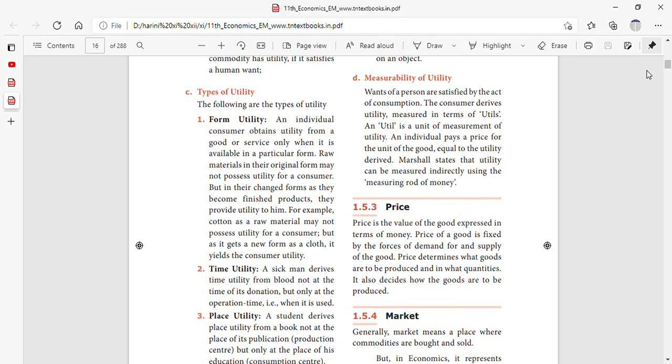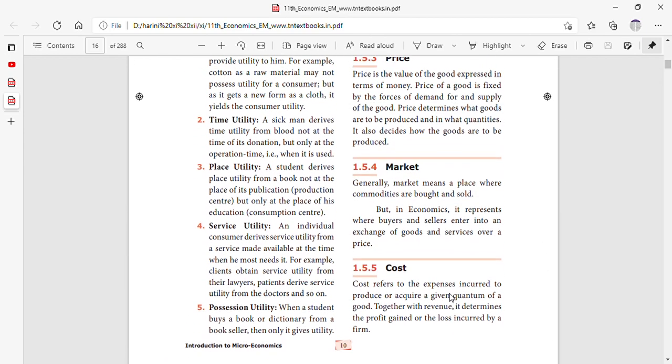So welcome to today's class. So standard 11 children, this is your economics class. We are just continuing with the first lesson. This is part 2. The page number is page number 10.